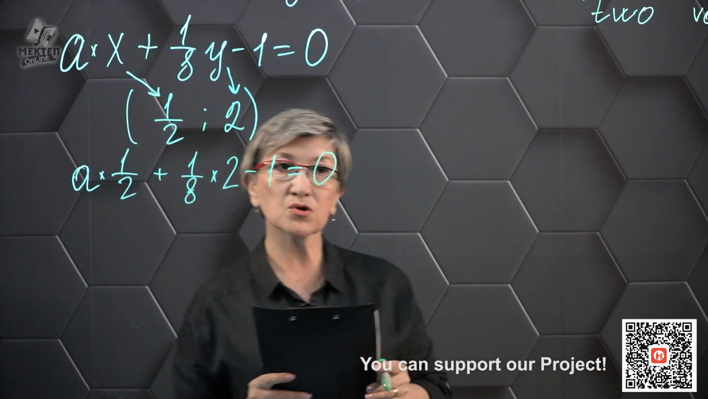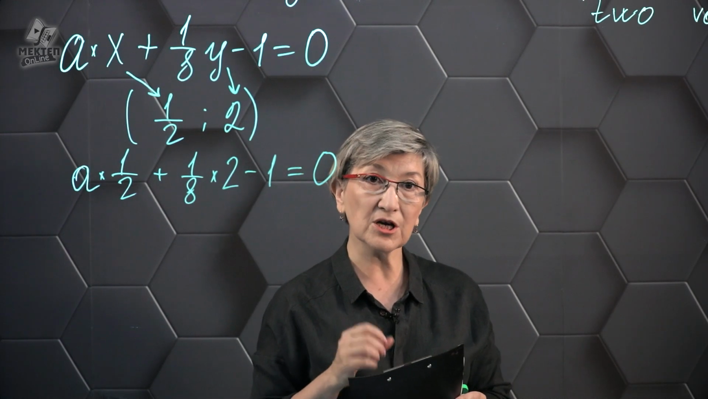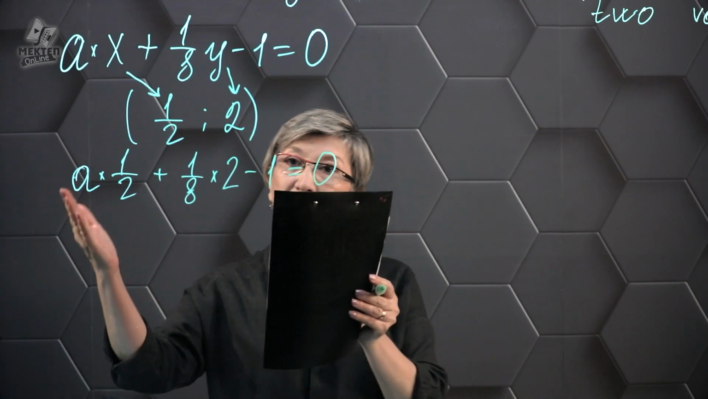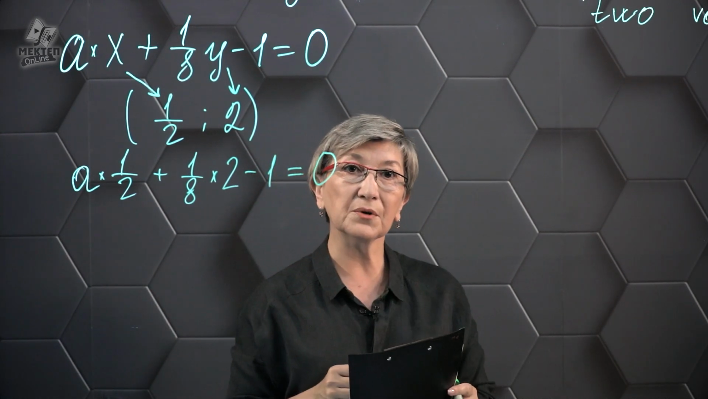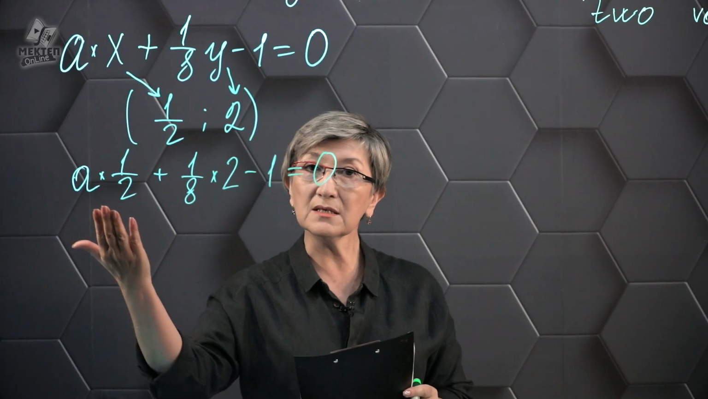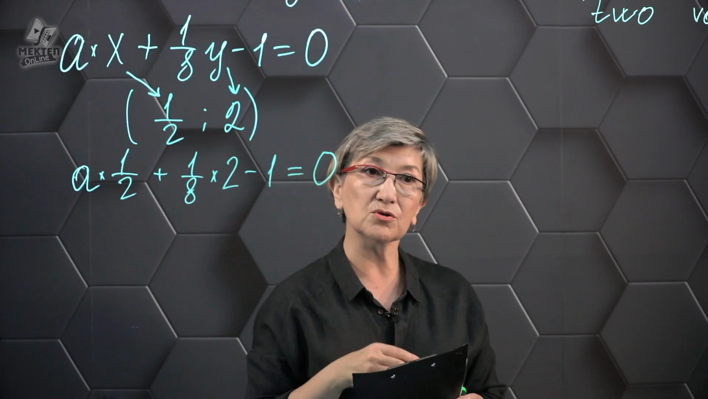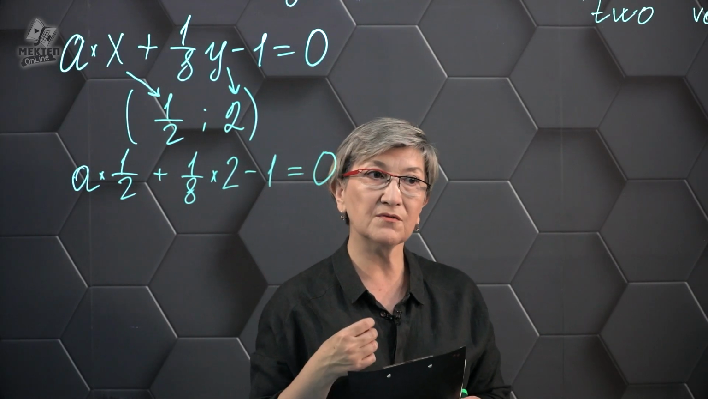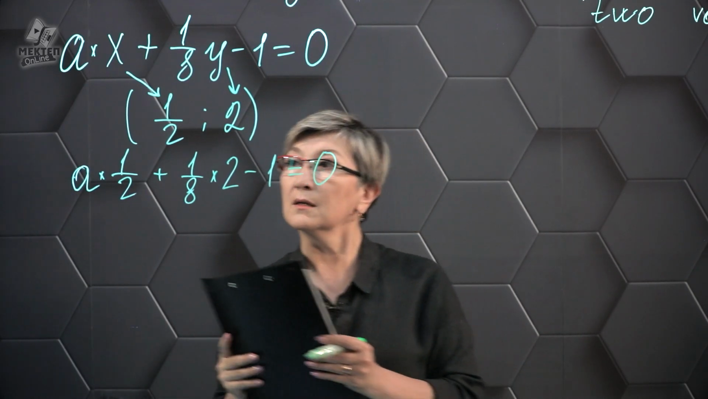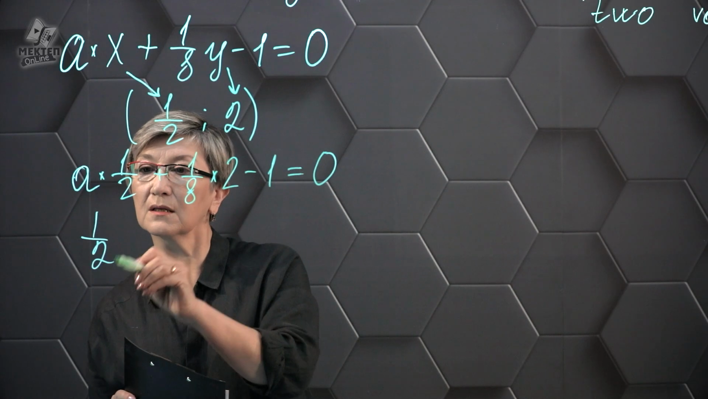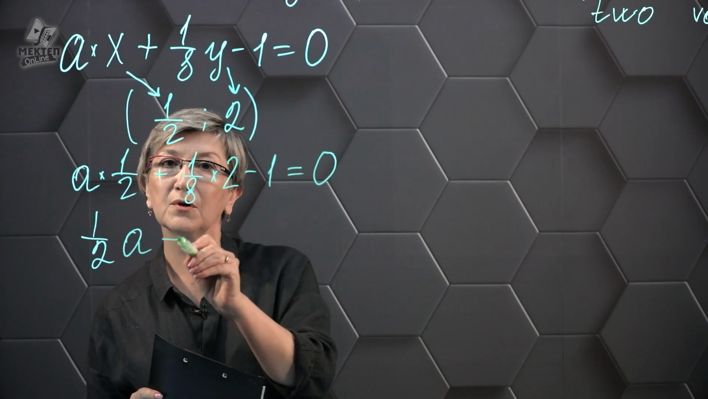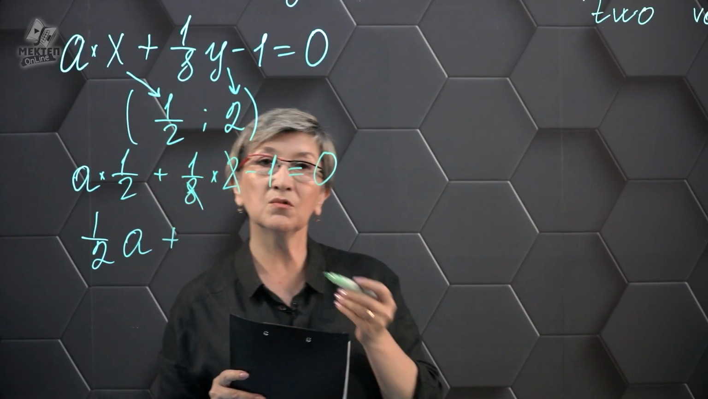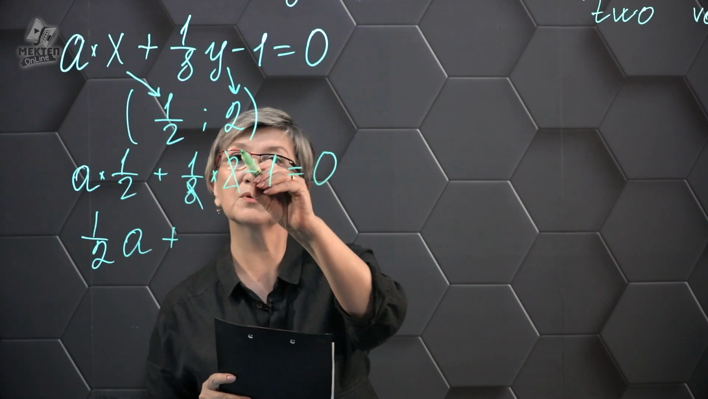If the condition is met that a pair of numbers is a solution, then the left-hand side must be equal to the right-hand side. And as a result, you'll notice that we have an equation with one variable. And that variable is expressed through a coefficient equal to a. Let's find that coefficient, 1/2 a plus 2/8, and 2 we can divide by 2. The result is 1/4.